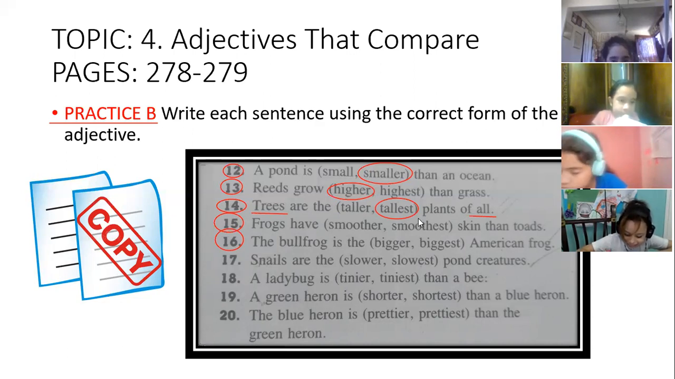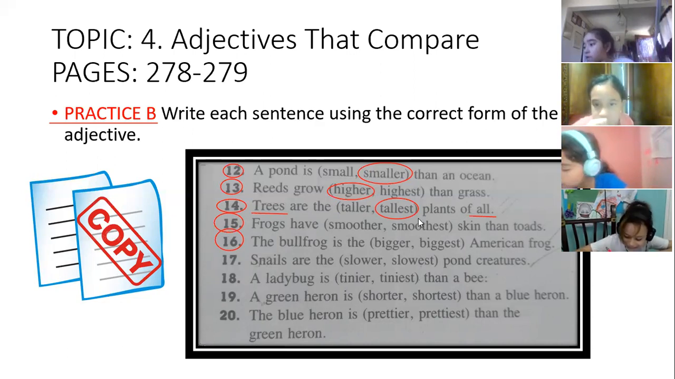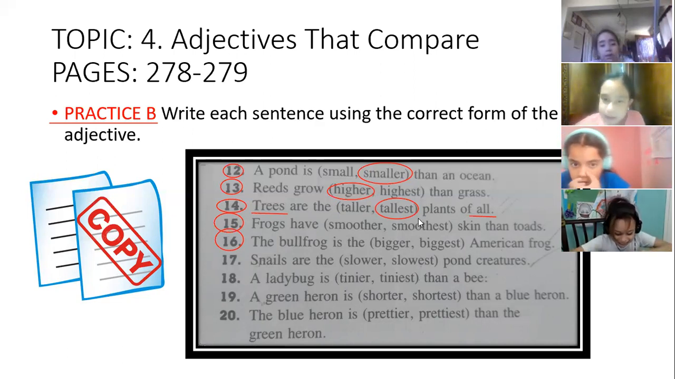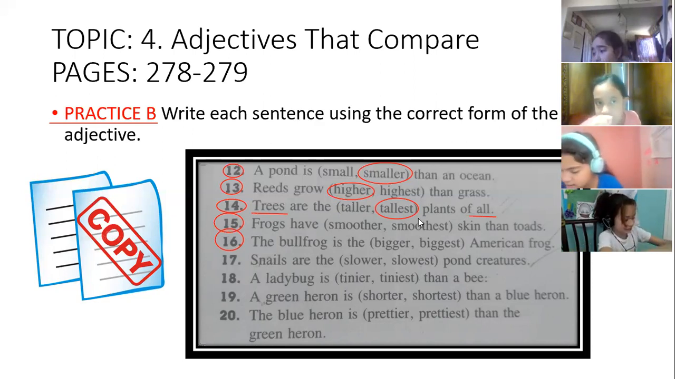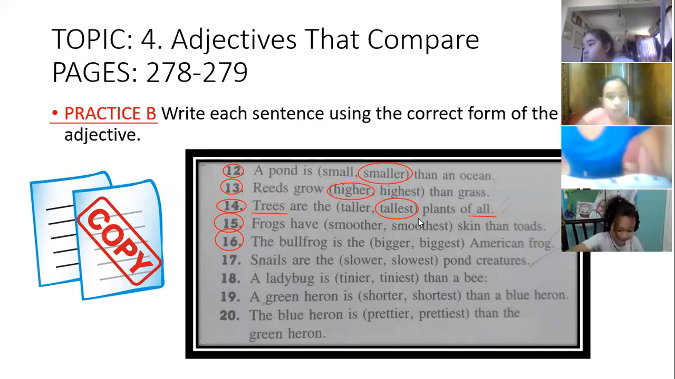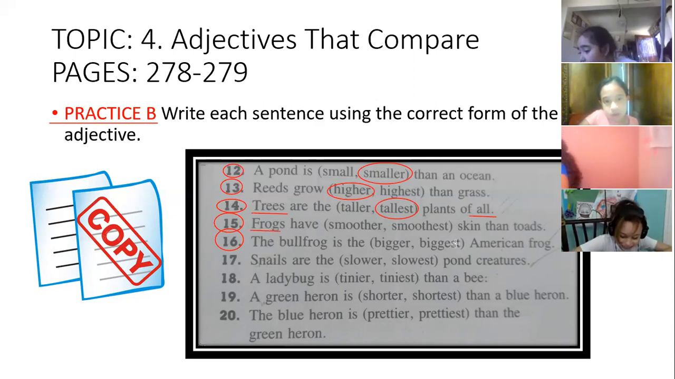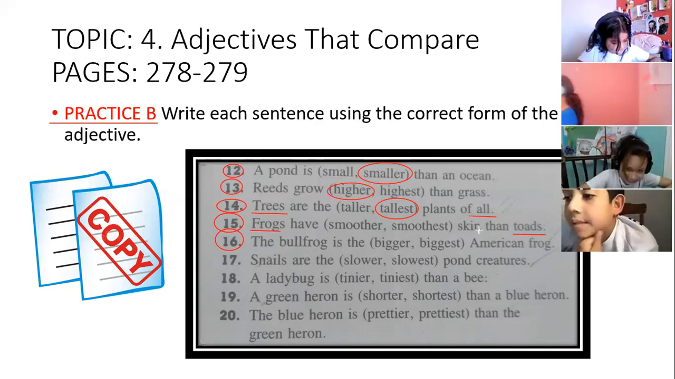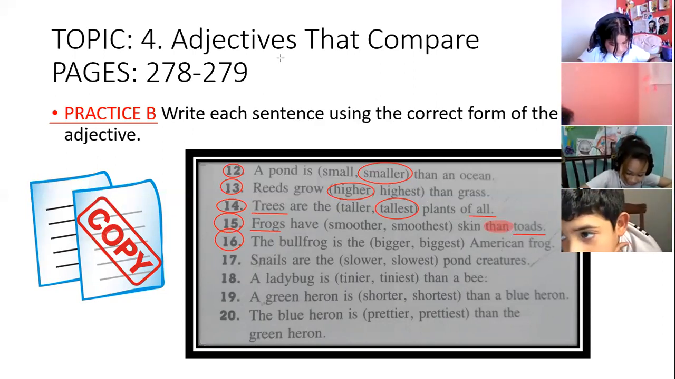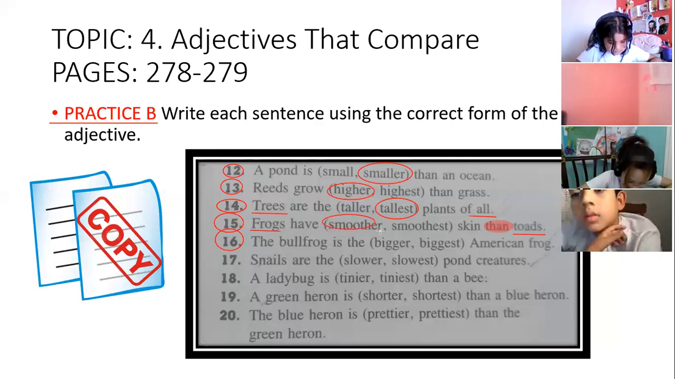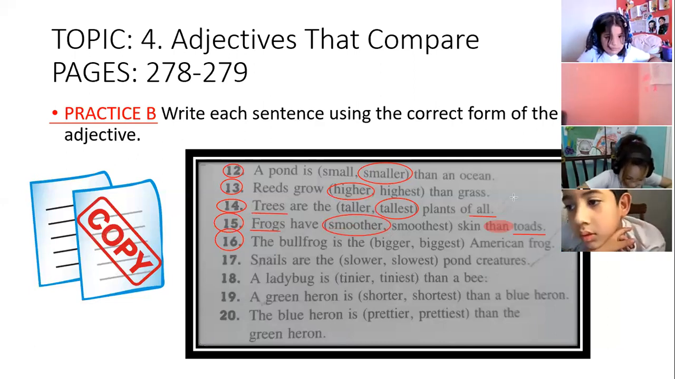Melanie, the next one. Frogs have smoother or smoothest skin than toads. I think it is the second one. But what is being compared? We are comparing frogs and toads, two different kinds of animals. And also we have our clue word. What is our clue word? Than. So the answer is the first one, smoother. Yes, it is the first one.